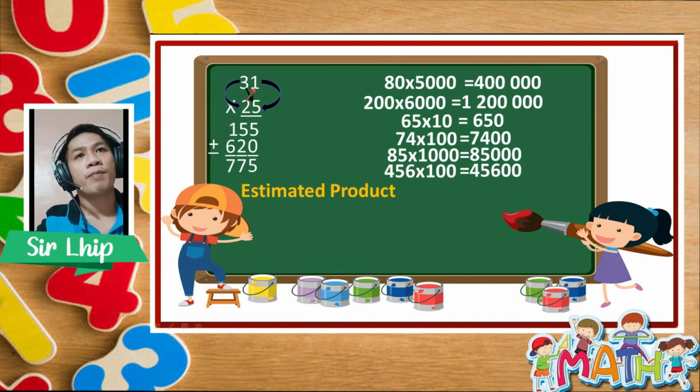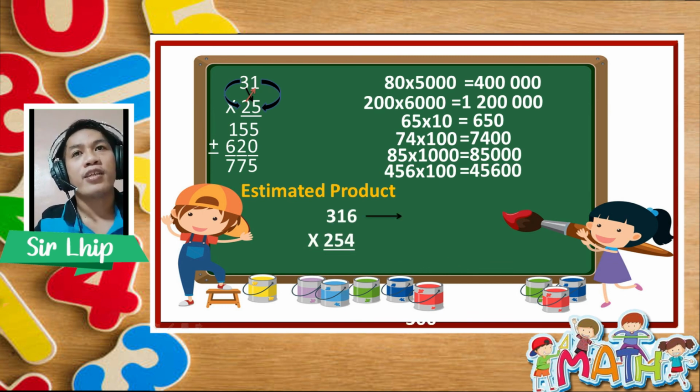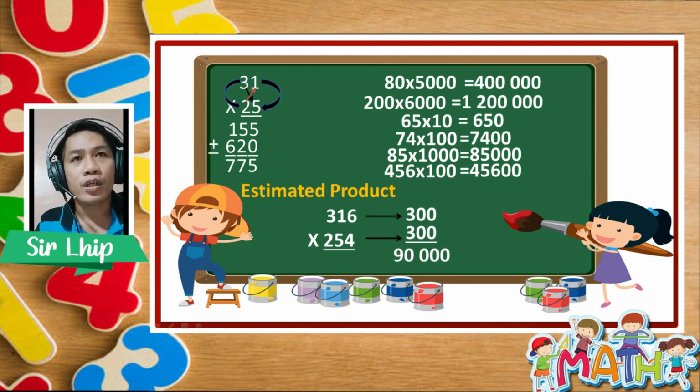Then proceed to multiplication. 316 becomes 300 and 254 becomes 300. Thus, 300 times 300, we have 4 zeros. 3 times 3 equals 9, then 4 zeros. So, the product is 90,000.